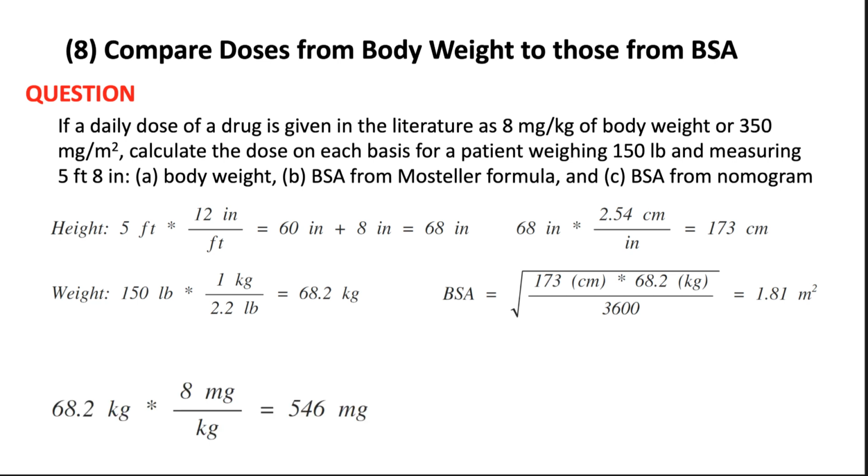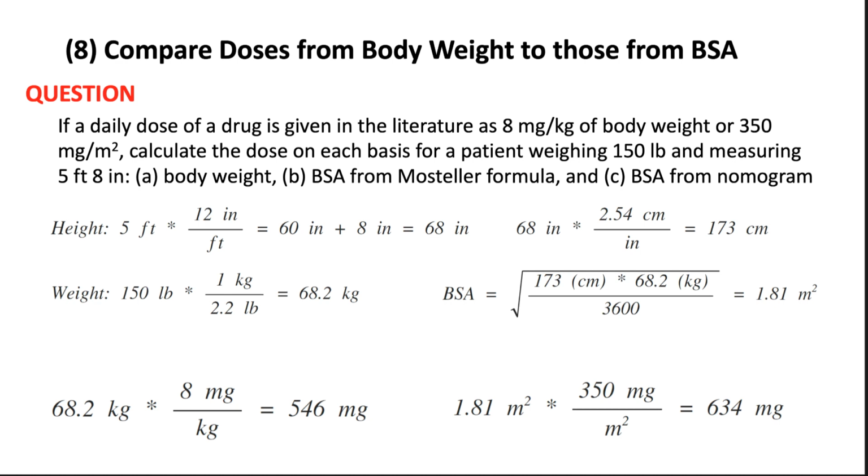So the last step is to do first letter A, which was to calculate the dose on body weight. Okay, so remember to be careful here. The body weight was 68.2 kilograms times, now this is what's important, the correct dose based off of weight was 8 milligrams per kilogram. So we take 68.2 times 8, units of kilogram cancel, and we see that dose would be 546 milligrams.